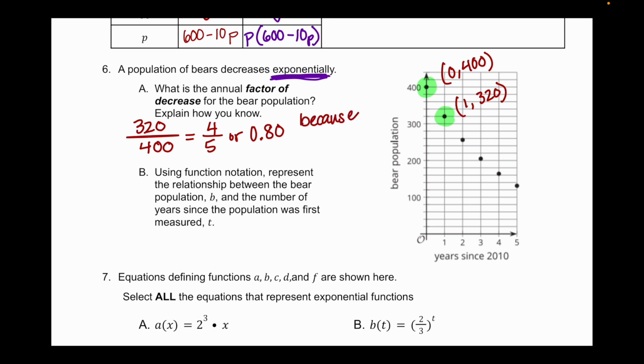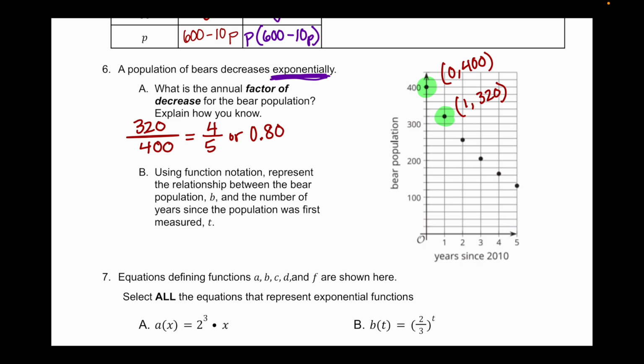Well, I guess you can kind of see because I divided those things. If I wasn't showing where I got it from, you would have to explain it. But I'll leave it at that. You can maybe say because you divide one population by the population from the previous year.